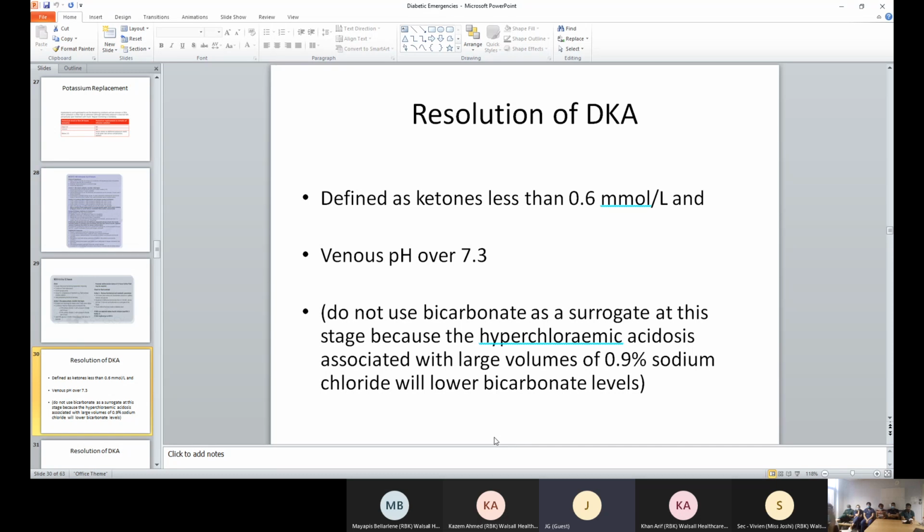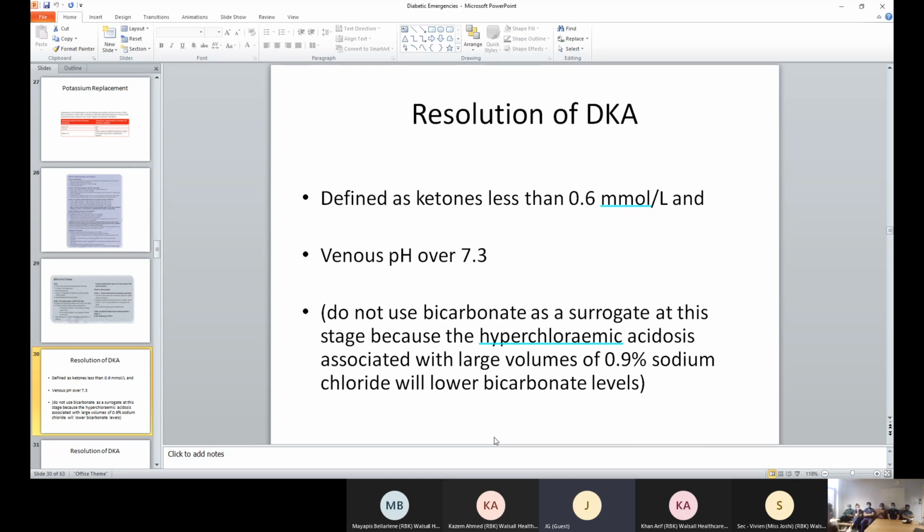So when the resolution of DKA happens, what will you do to the patient? One, you stop the 10% dextrose. That's important. And then what else? You take them off the fixed rate insulin. Two, variable rate. Do you want to convert from fixed rate to variable in everybody? It is dependent. That's the important question to be answered.